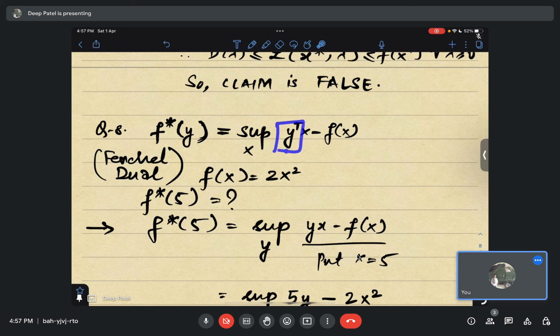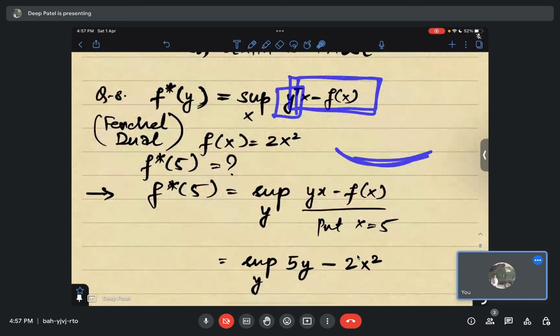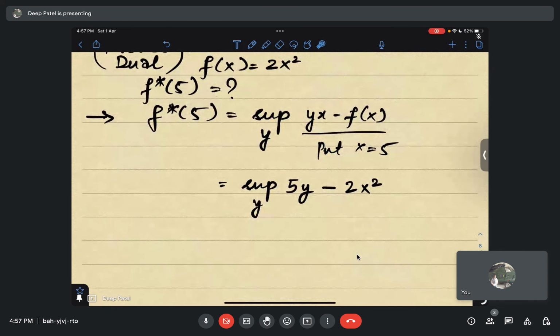But I need to go around the domain of f, where I am able to match that slope so that I can find that appropriate intercept. Sorry about this. Then you are scanning through the x's, all the x values. Yes. Then supremum over x.